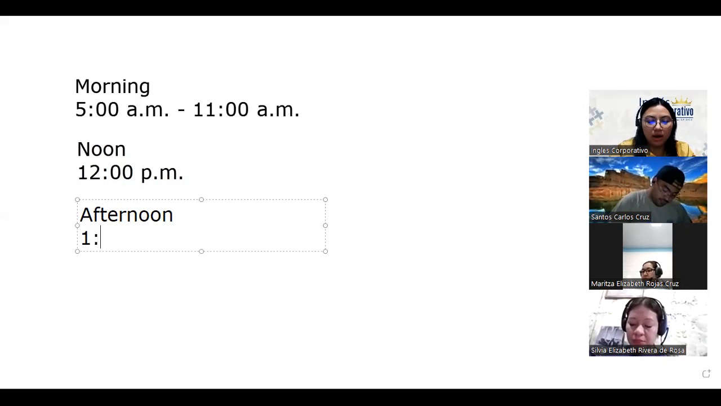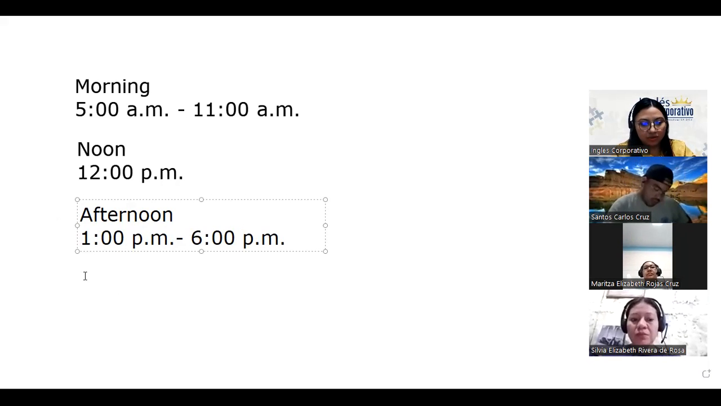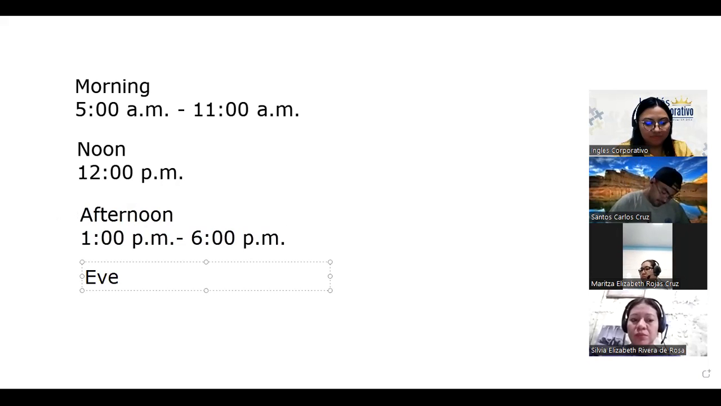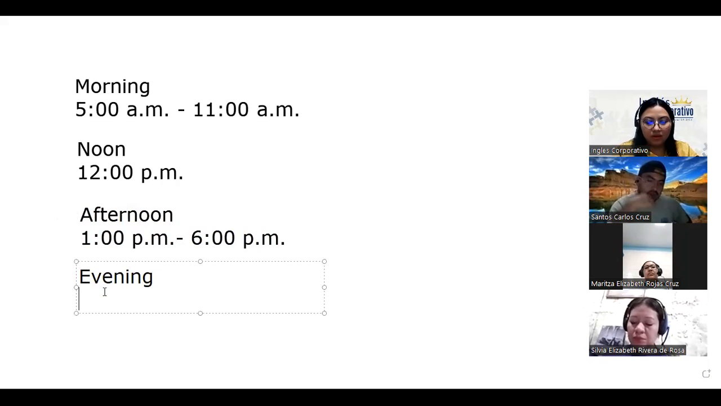It goes from 1 to 6 p.m. 1 p.m. to 6 p.m. That is afternoon. And then we have evening. Por eso decimos good evenings. Because it goes from 7 p.m.